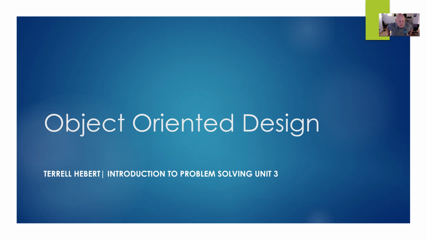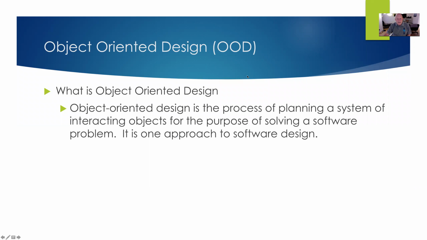So as we move into Unit 5, this week's discussion will be on object-oriented design. So what is object-oriented design? Object-oriented design is the process of planning a system of interacting objects for the purpose of solving a software problem. It is one approach to software design.